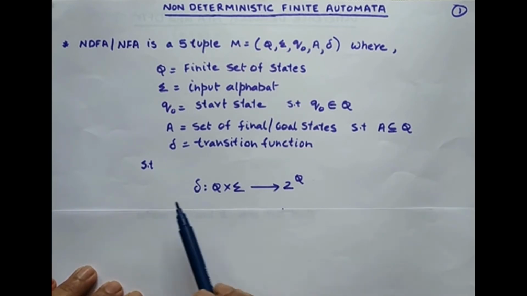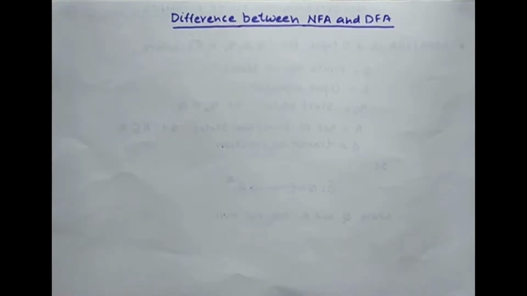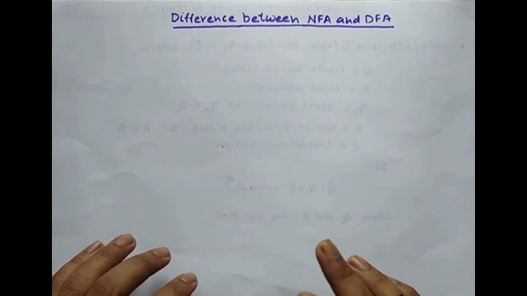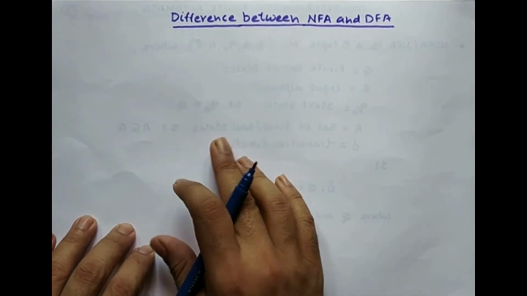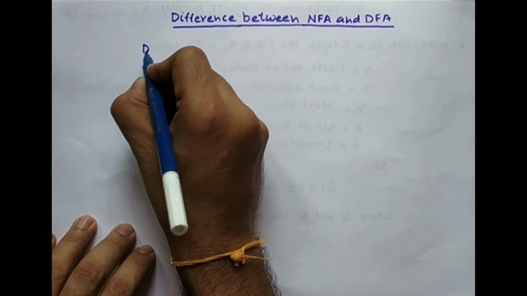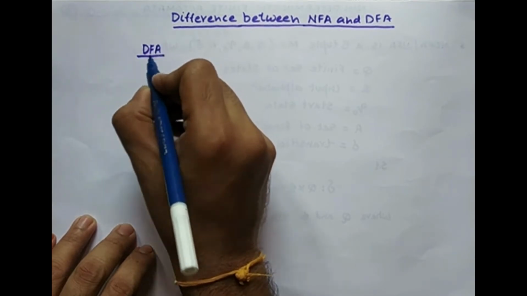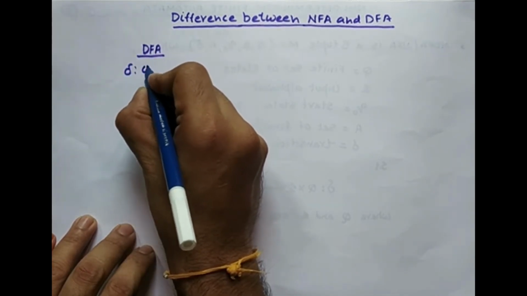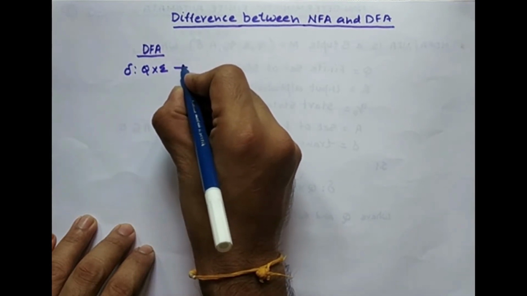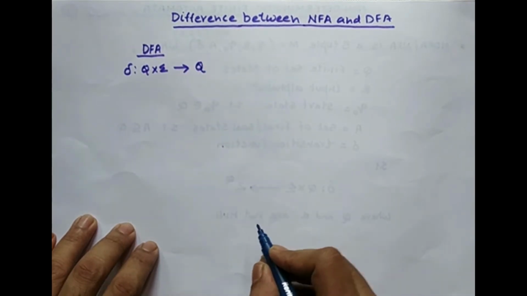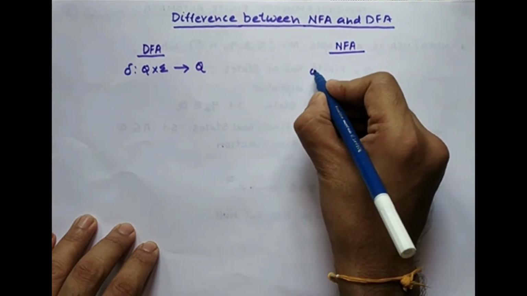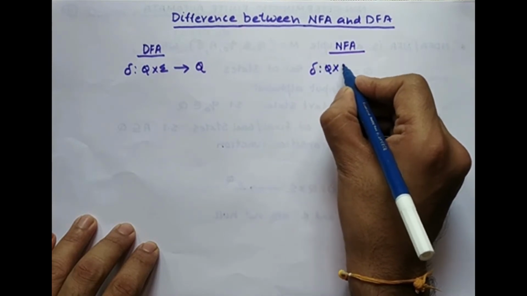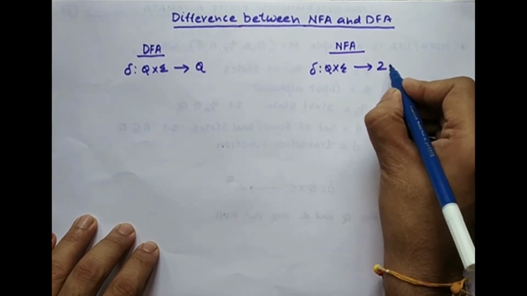Now let us understand this transition function. What is the difference between the transition function of NFA and that of DFA? Let us see this with an example. So let us first write the transition function for DFA. The transition function for DFA is Q cross sigma, giving a single state Q. Whereas for NFA, the transition function is defined as del: Q cross sigma, giving 2 raised to Q possibilities.